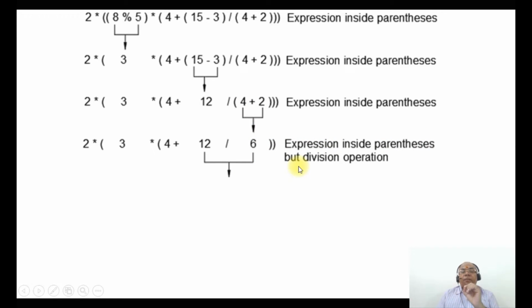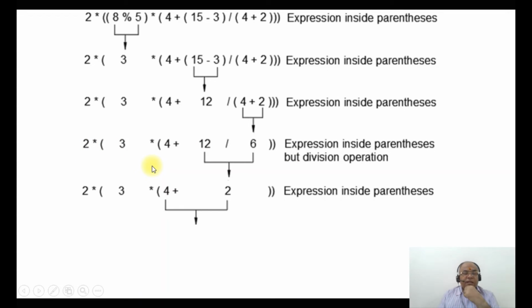After that, there is no O, so then we have D, division. So now the division operation here. Once you take the division operation, 2 star, open the bracket 3 star, open the bracket 4 plus 12 divided by 6 becomes 2, then the expression inside the parenthesis. Now we have 4 plus 2 inside this parenthesis that we need to evaluate. So 4 plus 2 becomes 6.